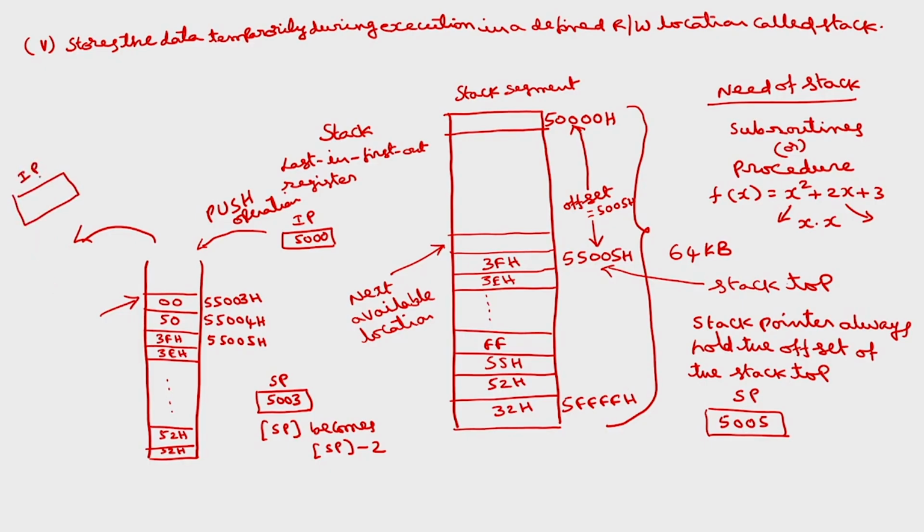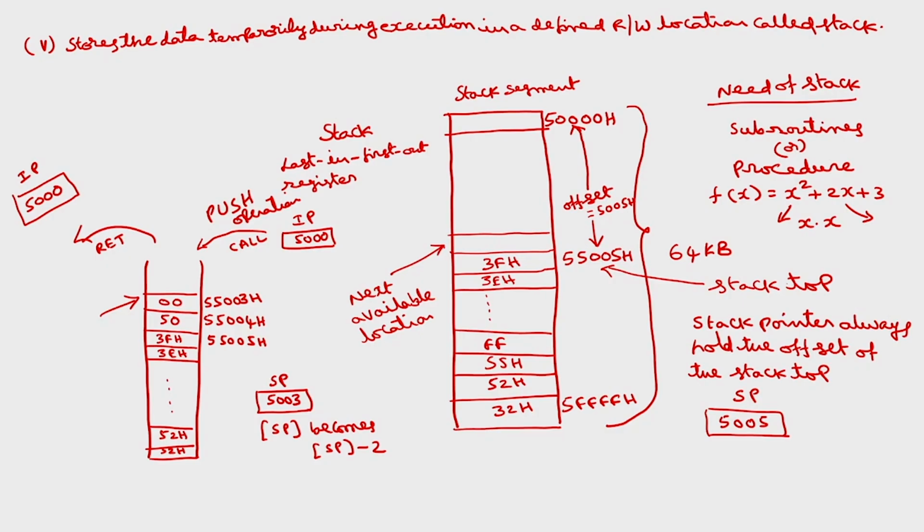Instruction pointer contents will become the same, 5000H. This operation occurs whenever the call instruction is executed, and this occurs whenever the return instruction is executed. So if I take back this, as I have told, this push is last in first out.